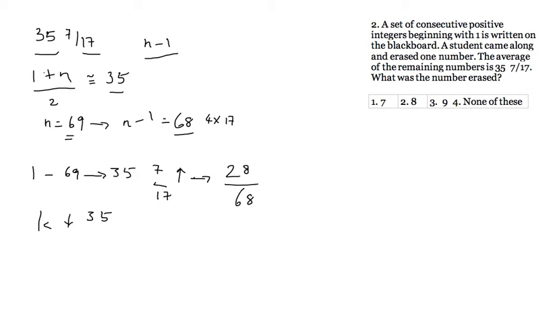because 7/17 is 28/68. You just multiply by 4. So if the denominator is 68, the sum would have increased by 28. Now why would the sum increase by 28? That is because the number that you have erased has left 28 after removing itself. So the number has to be 7. So your answer is option 1.